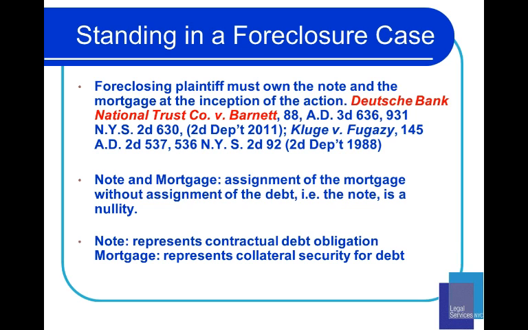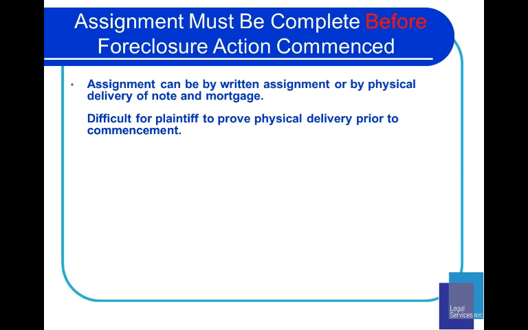Again, the note and the mortgage: what the note represents is the actual contractual obligation to pay the debt. That's the contract that's being sued on. The mortgage is just a way of documenting the security interest, the collateral for the debt. The mortgage on its own is a nullity. It doesn't represent anything. It's the note that you have to have. The money has to be payable to you to be able to pursue a foreclosure action.